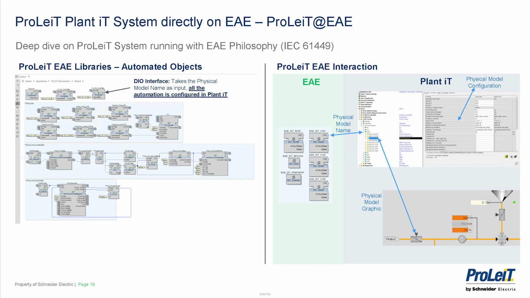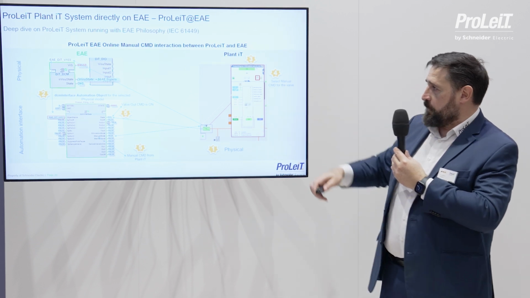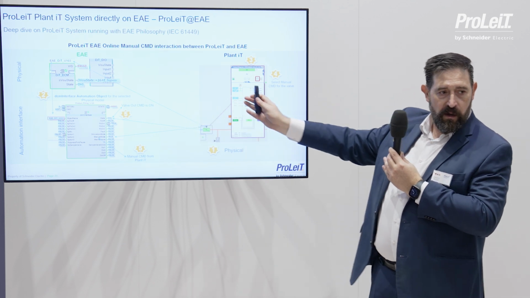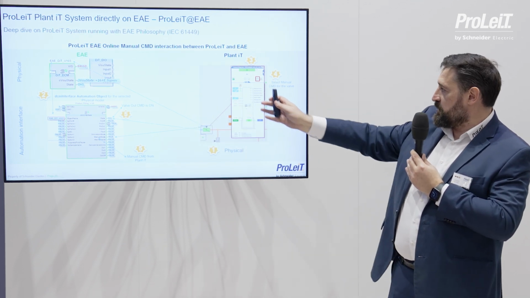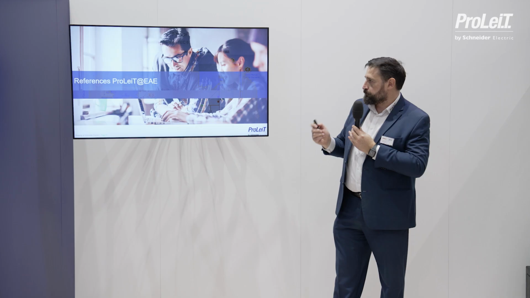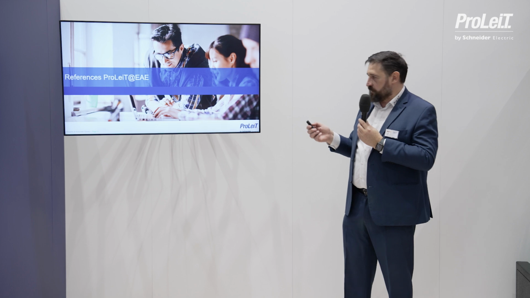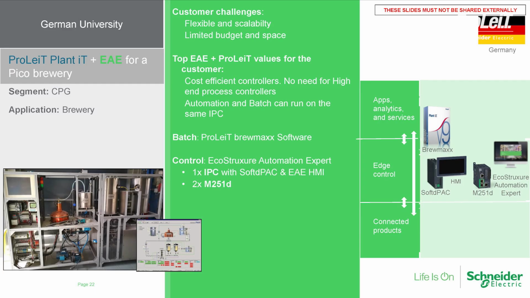Here is the relationship: the same system allows us to use the standard ProLeiT functionality to parameterize and generate new EAE objects in the solution. That is the complete flow of information between the controller in EAE and the operation management with ProLeiT. In this case, the faceplate, when I put a valve into manual, shows how everything works, basically. And of course, it's not only theory. We have some small references at the moment, and here a small pico brewery running fully on the EAE solution.